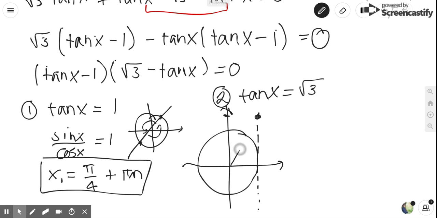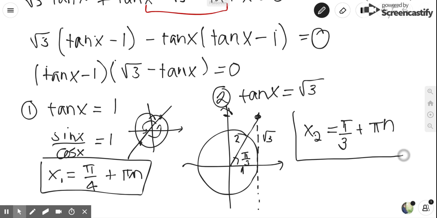So our triangle is this triangle. It has root 3 here, 1 here, and therefore the hypotenuse is square root, no, it's not square root of 2, it's square root of 4, which is just equal to 2. Therefore, this is a 60-degree angle, or pi over 3. So our answer for this one, x2, is going to be equal to pi over 3 plus pi times m, because it's a tangent. So this is the second angle that works for this problem.